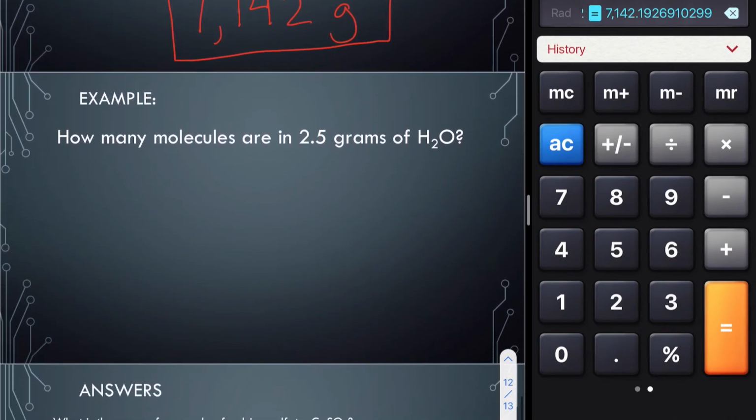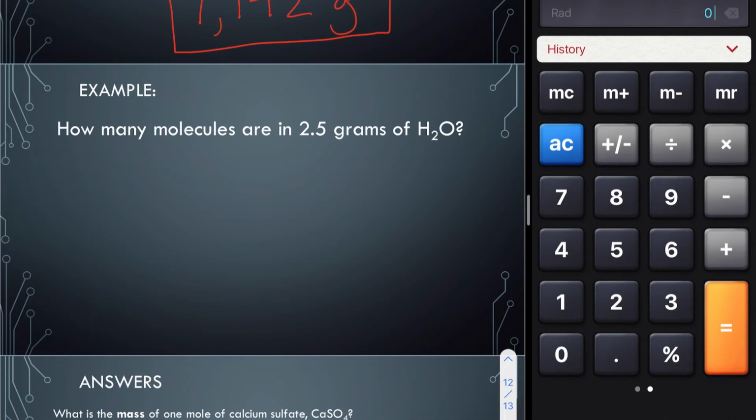This is a similar example, except in this example, we're going the other way. We're saying this time that you have 2.5 grams of H2O, and we want to know how many molecules that is. Now, the molar mass of H2O is pretty easy. Hydrogen has a molar mass of 1, and there are 2 of them. So I just do 2 plus the molar mass of oxygen, which is 16. I get a molar mass of 18 grams per 1 mole.